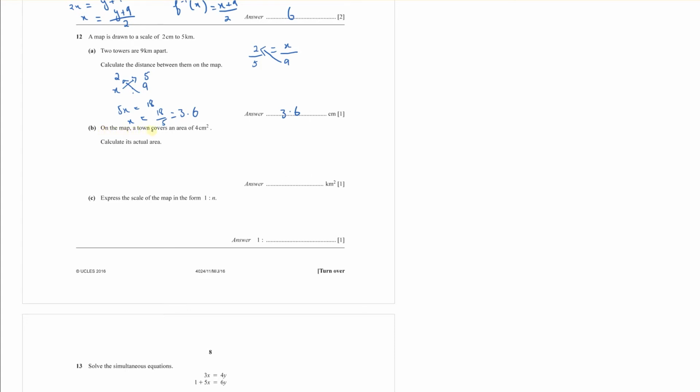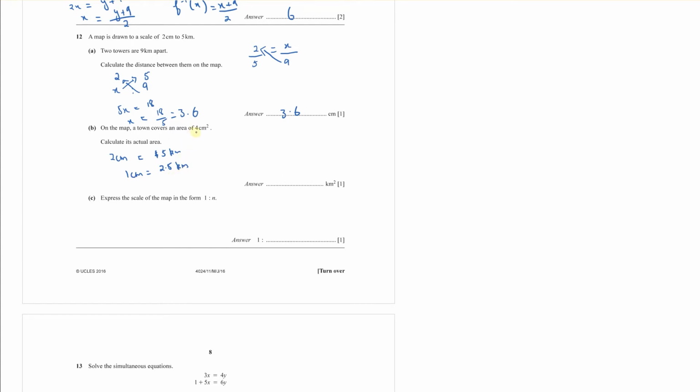On the map, a town covers an area of 4 centimeters square. Calculate its actual area. So we know that 2 centimeters equals 5 kilometer on the map. So 1 centimeter equals 2.5 kilometer. So I divide by 2 here and I get 2.5. So your conversion is 1 centimeter will equal 2.5 kilometer.